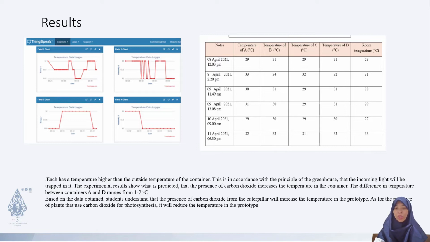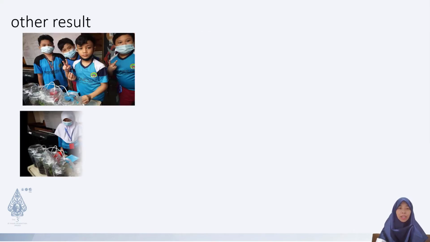The experimental result shows what was predicted, that the presence of carbon dioxide increases the temperature of the container. The difference in temperature between container A and D ranges from 1 to 2 Celsius degrees. Based on the data obtained, students understand that the presence of carbon dioxide from the caterpillars will increase the temperature in the prototype. As for the presence of plants that use carbon dioxide for photosynthesis, it will reduce the temperature in the prototype.